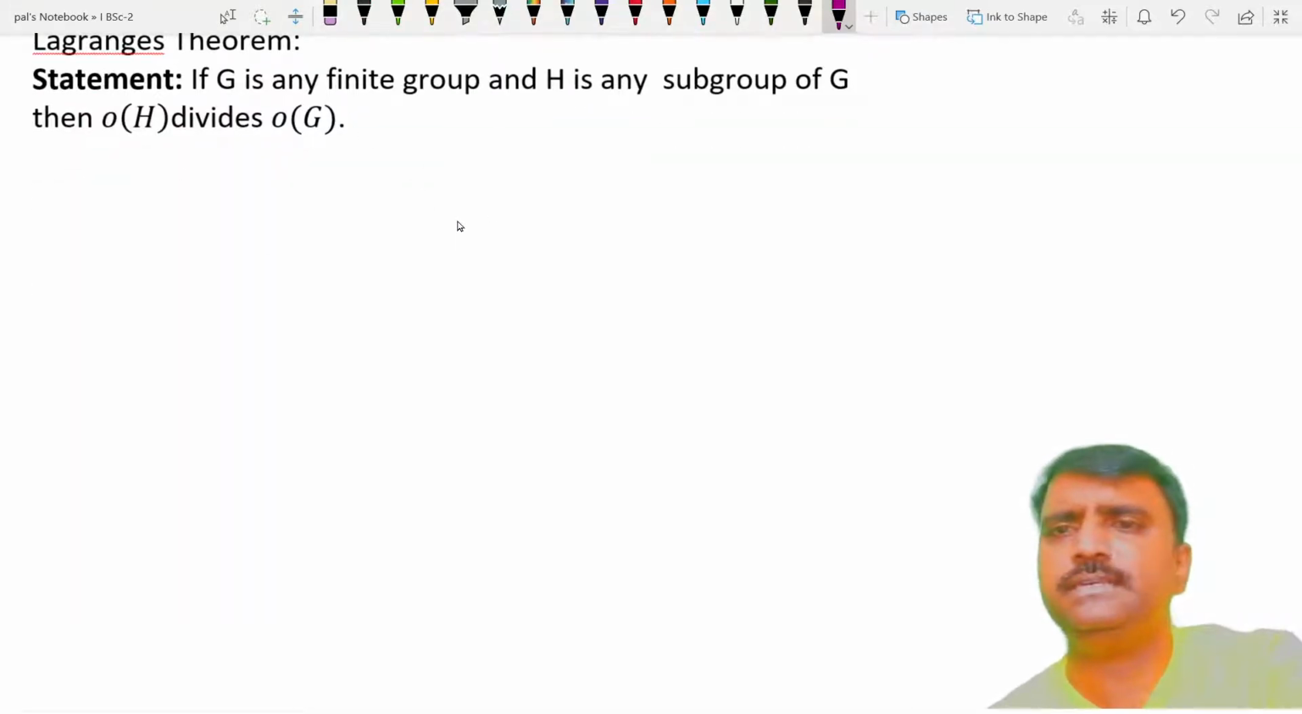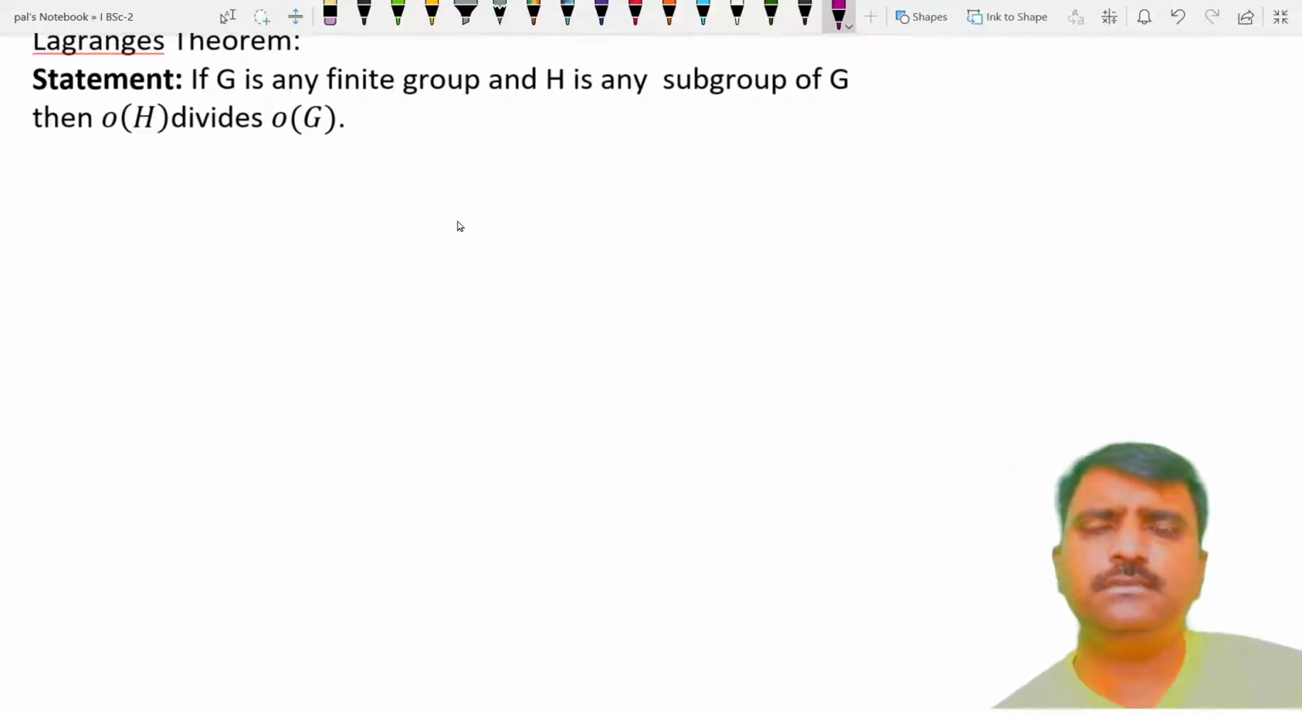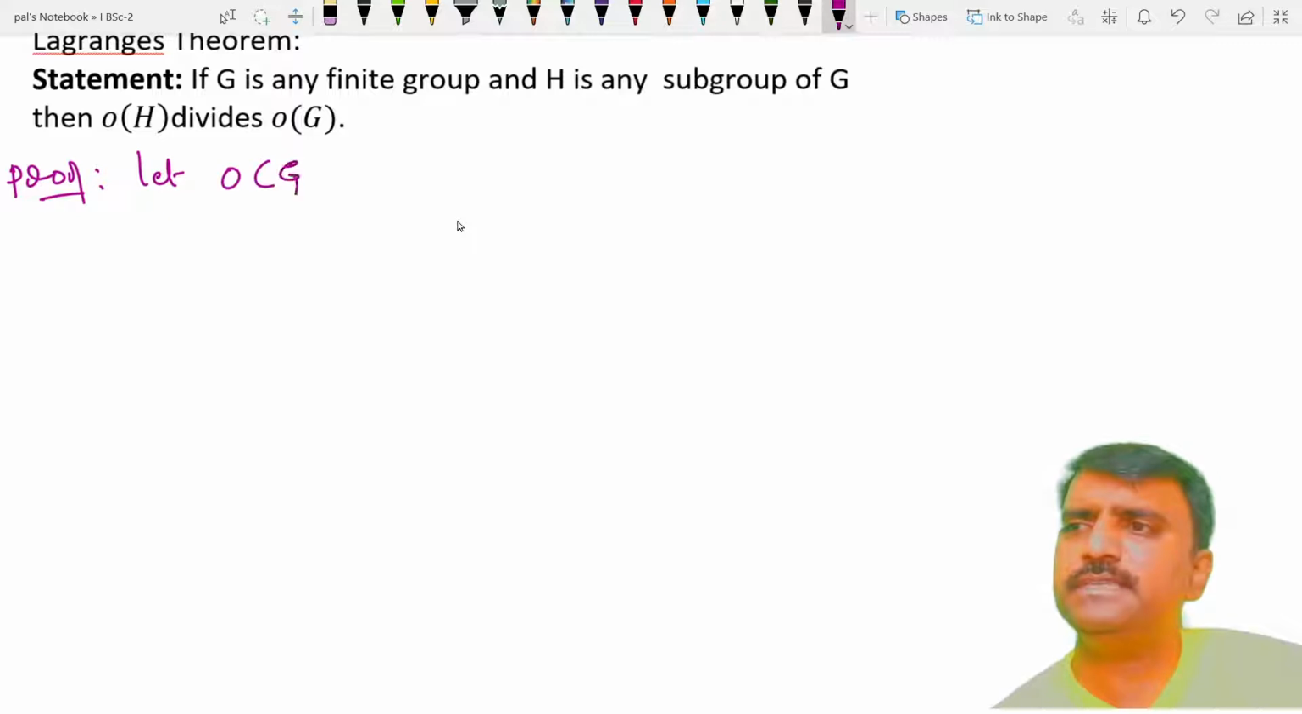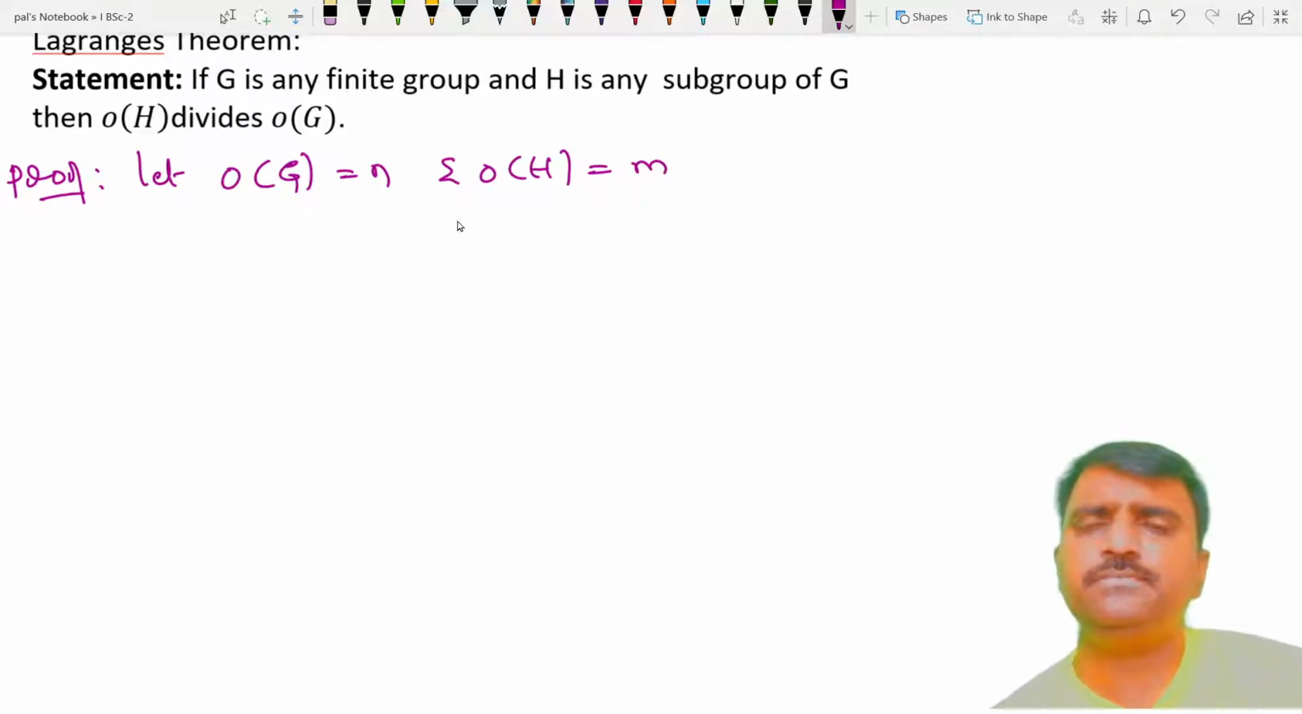To prove Lagrange's theorem, let us consider one group and one subgroup. The group is G and its subgroup is H. We don't know the order, so just take the order of G as n. First we don't know what the order of G is, so I am taking the order of G is n, and I don't know what the order of H is. You just take the order of H is some m. So here we have to prove that m divides n.